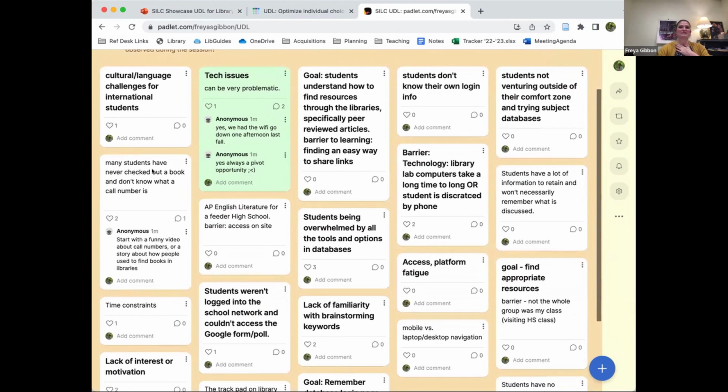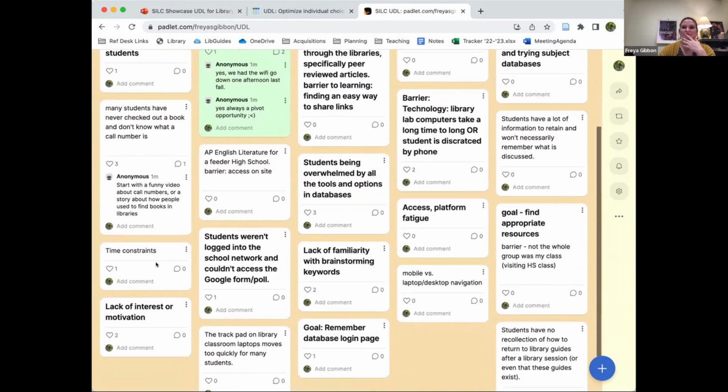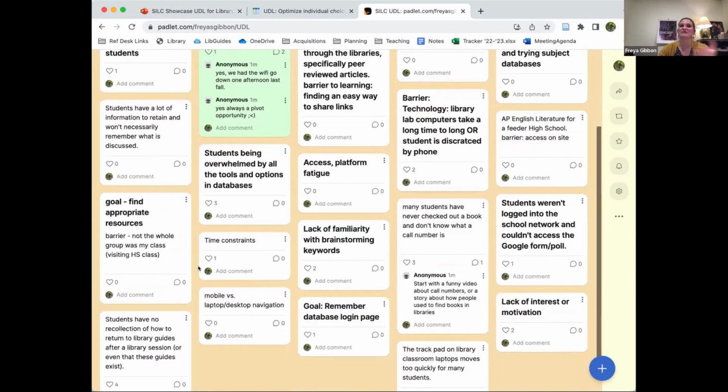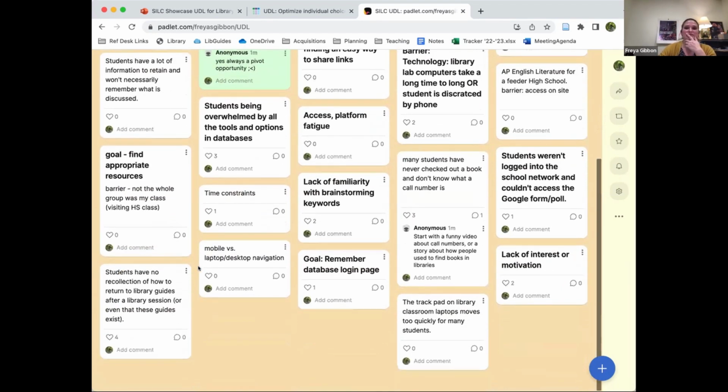So here's one that I see that I think looks interesting. Many students have never checked out a book and don't know what a call number is. That is definitely something I have seen. And somebody else comments, maybe a funny video or a story about how to find books in the library. I have found that just sending them out into the stacks, they're usually able to figure out how to use a call number too.